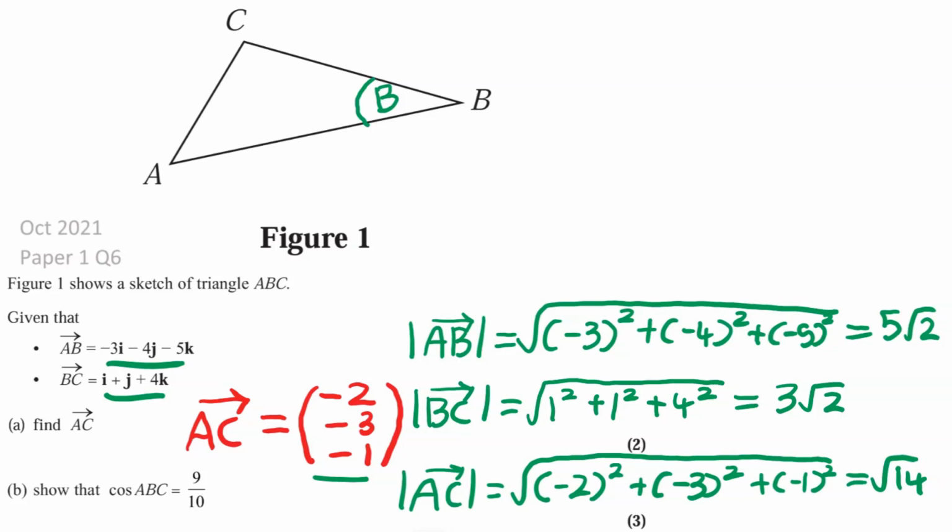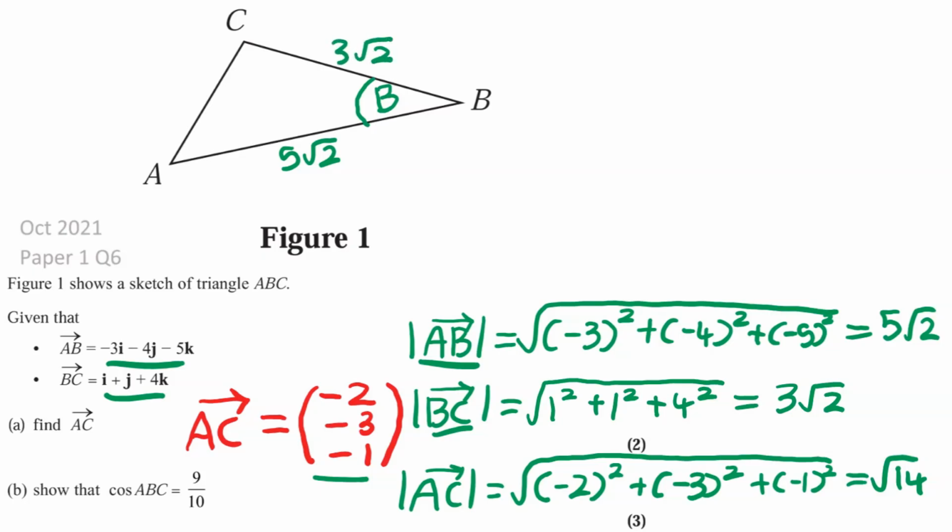So what this means is that the magnitude of AB, so this side here, is equal to 5 root 2. So this side here has a length of 5 root 2. BC has a magnitude of 3 root 2, so that means that this side here has a length of 3 root 2.